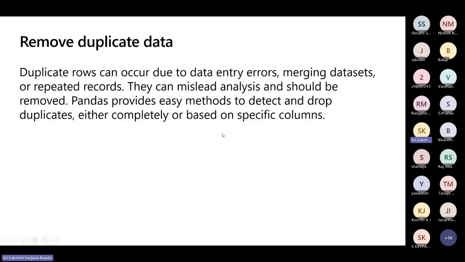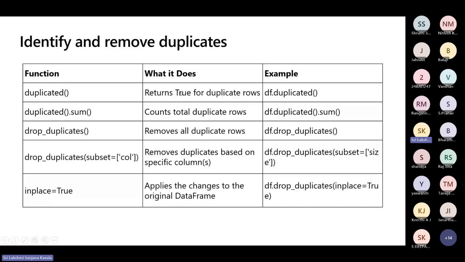So these are the methods to identify and remove duplicates. The first one is duplicated. It returns true for duplicate rows. So in the entire data set, if we find any duplicate rows, it returns true for them. Similarly, duplicated().sum() counts the total duplicate rows and returns that value. The third method is drop_duplicates. It identifies the duplicate rows and removes all of them. The fourth one is drop_duplicates with a subset of columns. It removes duplicate rows based on the specific column. The previous one removes all the duplicates, and this one removes duplicates based on a specific column.